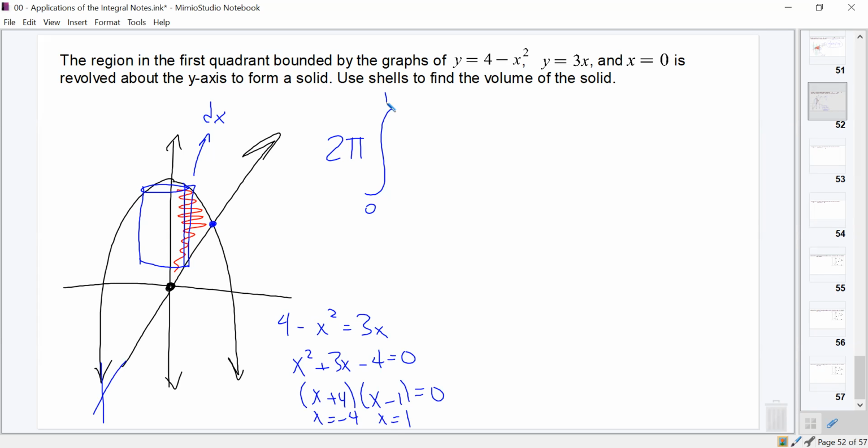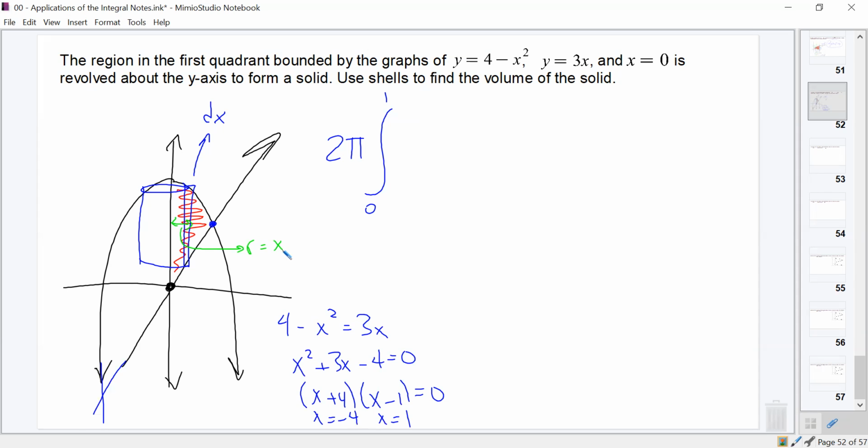So you do need to show that work when you're showing your work on my test and the AP test, of how you found the intersection point. So our x value there is going to be 1. So we're going to do 2 pi times the integral from 0 to 1 of our radius. Well, our radius is just the distance from the axis we're revolving around to our rectangle, which is just a horizontal distance from the y-axis, which is just x. So our radius is just going to be x.